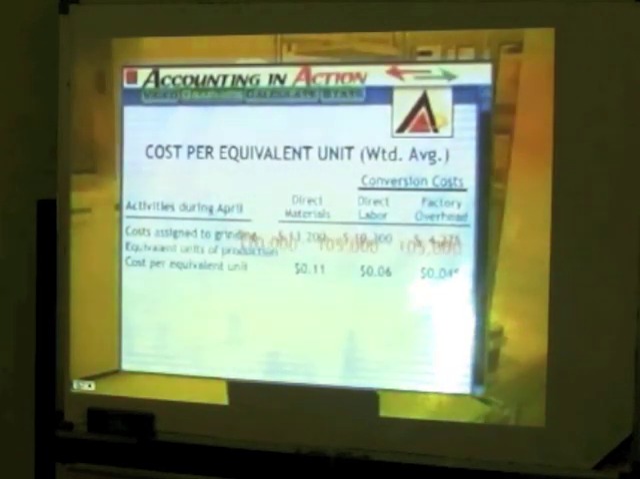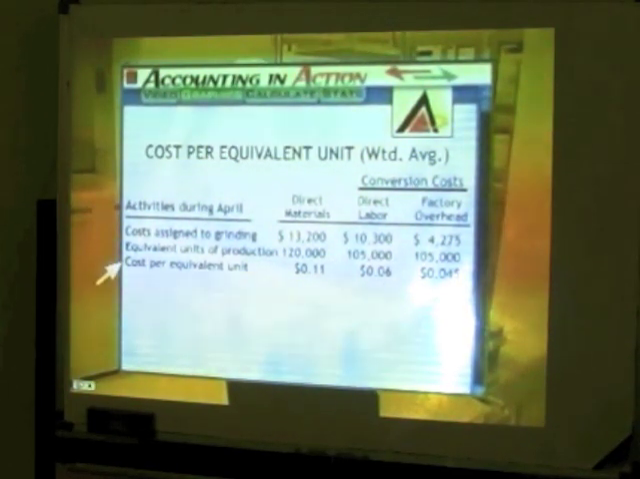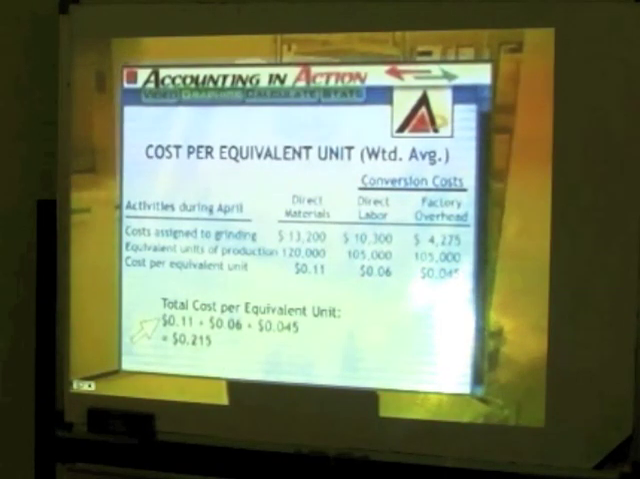Equivalent units become the basis for calculating unit costs. The costs assigned to each category for the period are divided by the number of equivalent units to arrive at a cost per equivalent unit for direct materials and conversion costs, respectively. These are then added together to determine a total cost per equivalent unit for the department. Calculating equivalent units is widely practiced in a variety of industries.